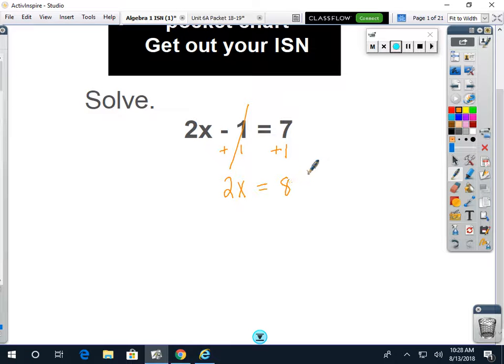And now our second step: these are touching, which means multiplication. So you divide by 2, and then whatever you do to one side, you do on the other side. Why does the 2 over 2 cancel out? Well, what is 2 divided by 2? 1. And is it necessary to write the 1 beside the x? No. So you just have x equals 4. Give me 1 second.